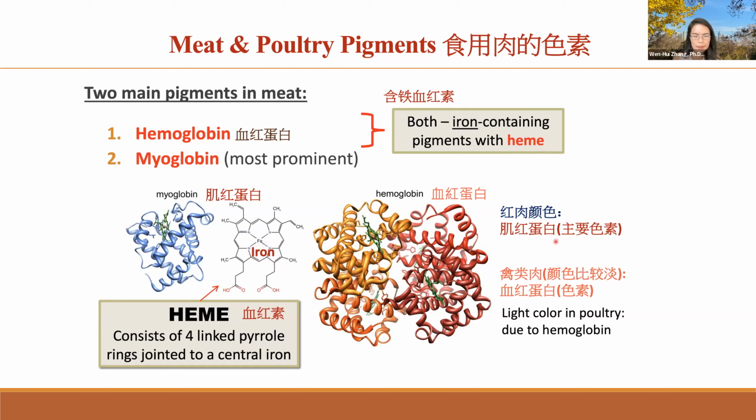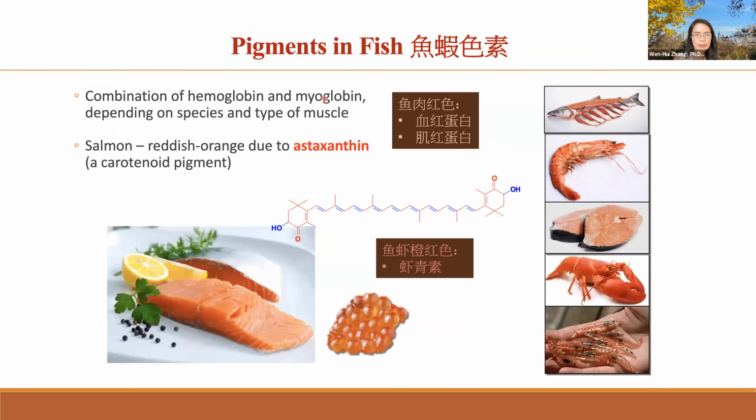So in red meat, the most prominent pigment is myoglobin. And in poultry, the color is lighter than red meat. The color is from hemoglobin, because poultry has less myoglobin. So most of the lighter red color in poultry is due to the presence of hemoglobin.